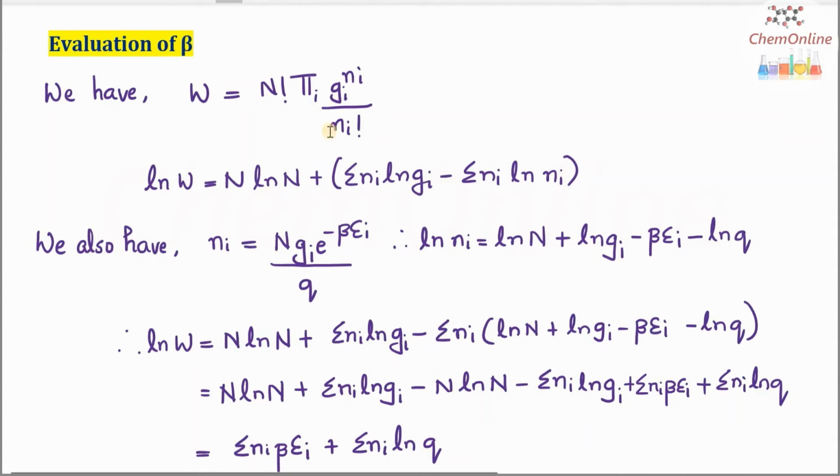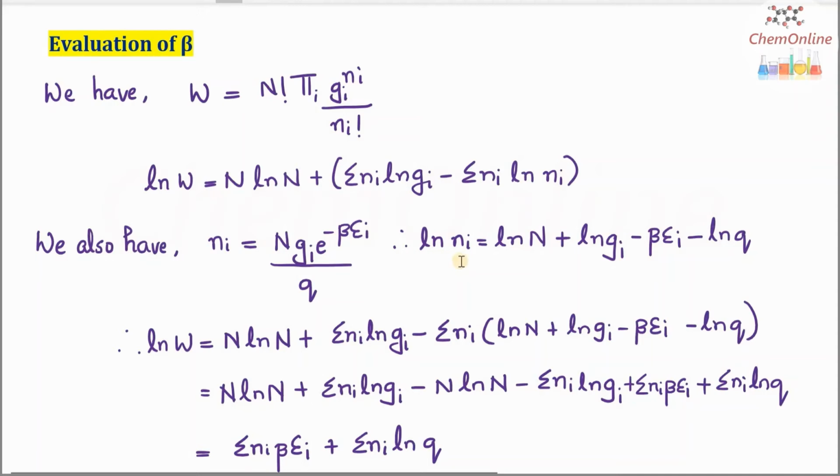W equals n factorial product of Gi raised to Ni by Ni factorial. Taking log W and applying Stirling's approximation, what is written is: log W equals n log n plus summation ni log gi minus summation ni log ni. Now we have ni equals capital N gi e raised to minus beta epsilon I by q, from the equation for alpha. So therefore apply log to this equation. Ni equals capital N gi e raised to minus beta epsilon I by q. Let us apply log to this equation.